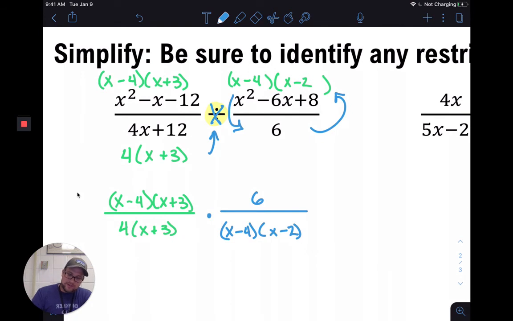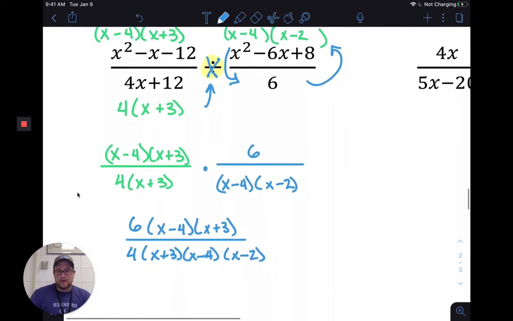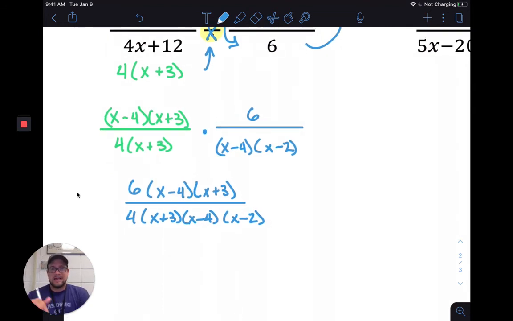So let's push everything together. I would get 6 times x minus 4 times x plus 3. Across the bottom, I'd get 4 times x plus 3 times x minus 4 times x minus 2. Now, if you've noticed, we have not canceled out a single thing yet, and that's good because that canceling has to happen after we restrict our domain. So let's think about this. If I have an x minus 2, 2 would be the number that makes that equal to 0. So x is not allowed to be 2.